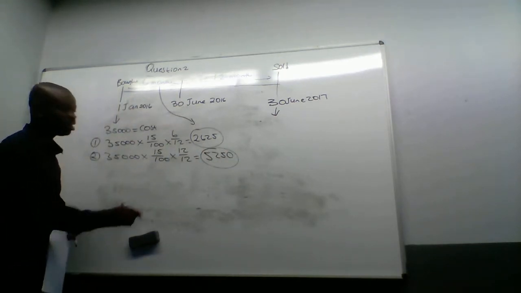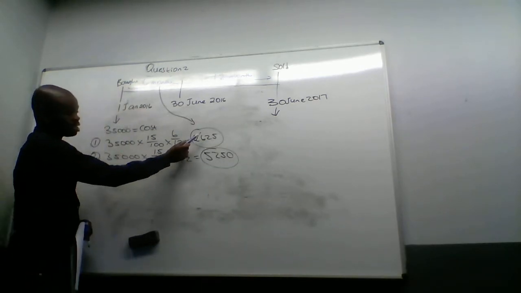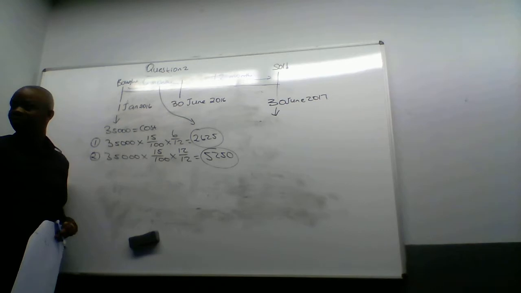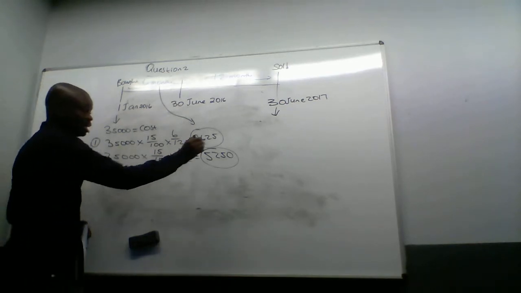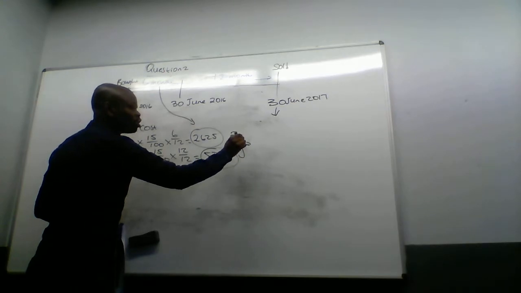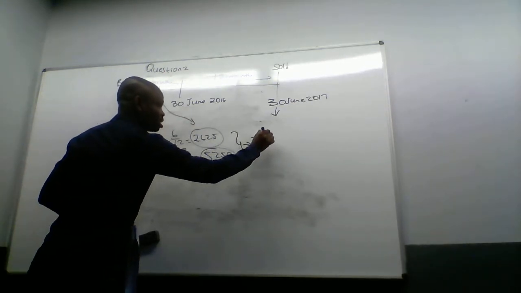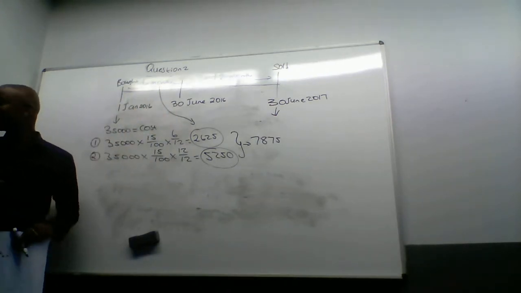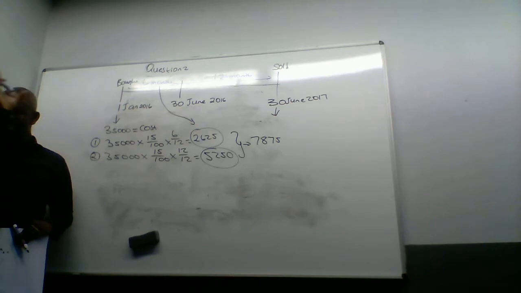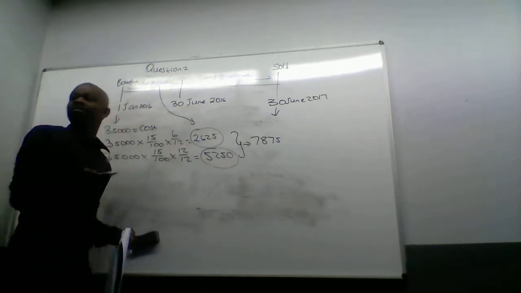So all in all, this asset lost this much so far. You can combine them, you can just add them together, and that will be your accumulated depreciation: 7875. Remember, I'm not just doing it for this question. I just want you to understand, because you didn't have to add, but it's okay.